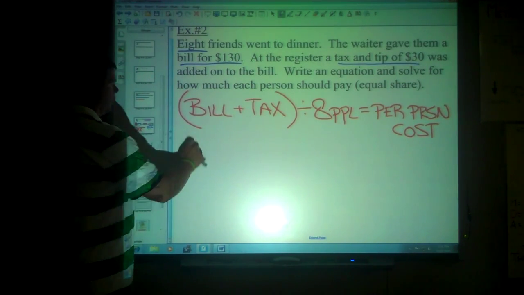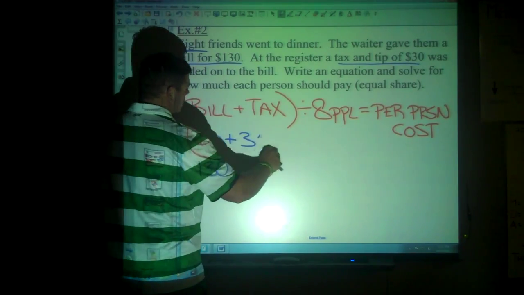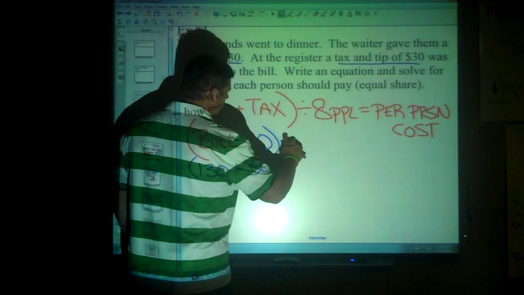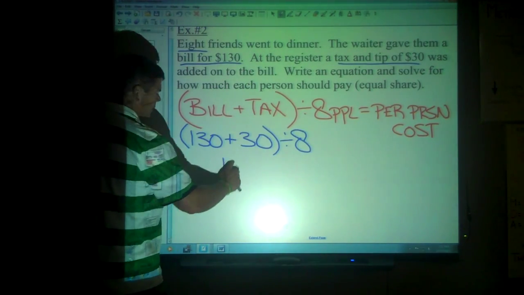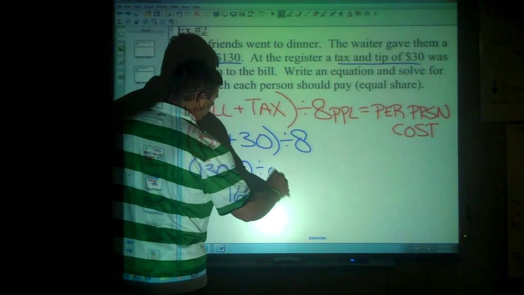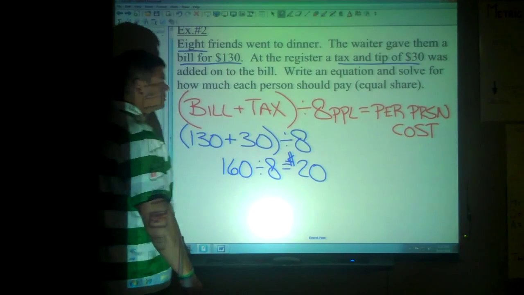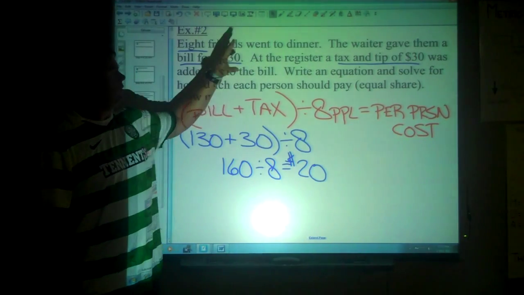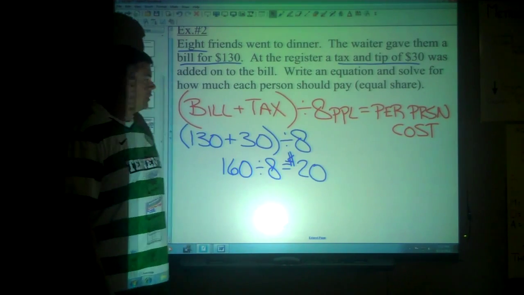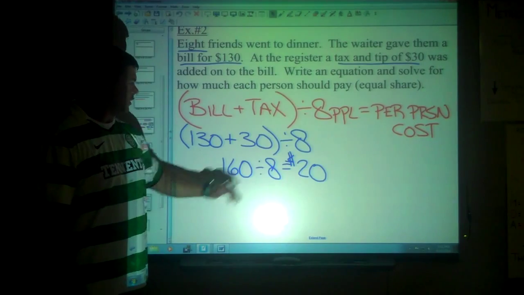The bill is $130. The tax is $30. We're going to divide that value by 8. When we add stuff inside parentheses first, we get 160 divided by 8 equals 20. We would expect each person to pay $20, and that will cover the meal and the tax and the tip together. So, verbally assigning variables and then solving.